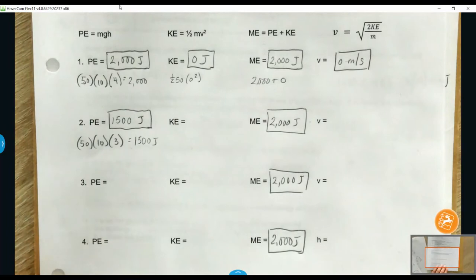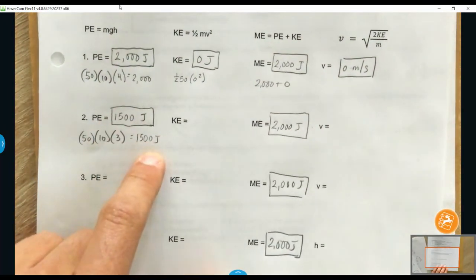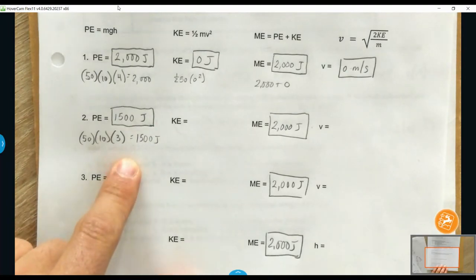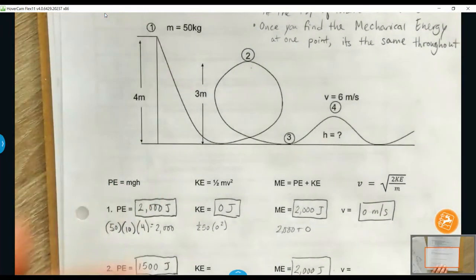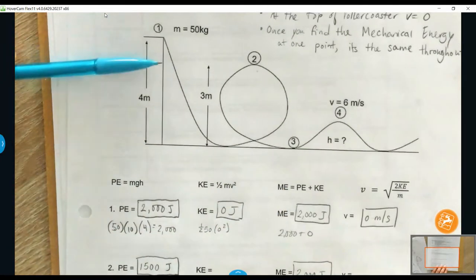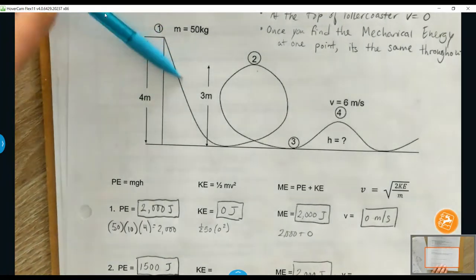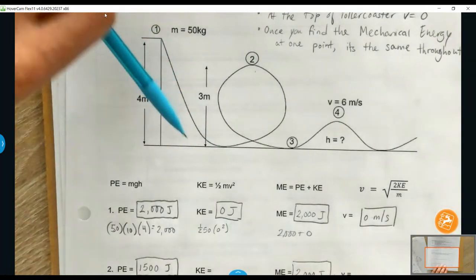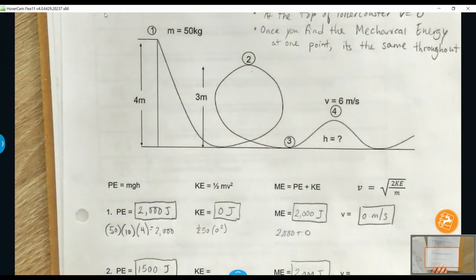So only at the top, the potential and mechanical energy are equal. They're not always going to be equal. You see here at point 2, it's not 2,000, it's 1,500. And why? Well, because at the top, think about it, the roller coaster is just chilling. It's not moving. And then it's going to freak you out for a second, and then it's going to start to drop. So right here at point 2, it's moving. So there is going to be some of this energy that's kinetic.